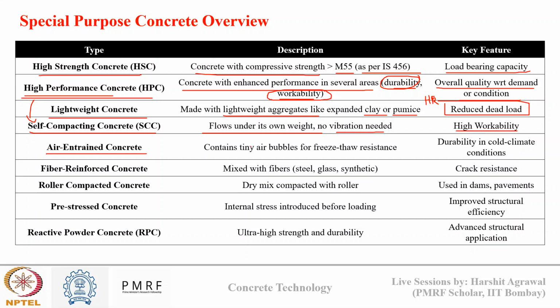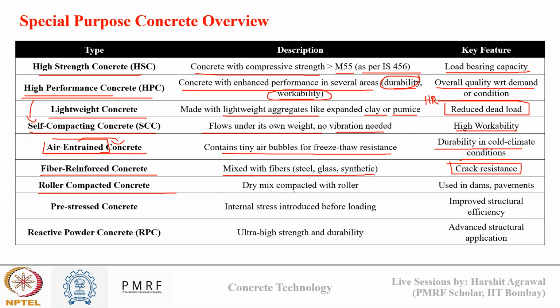Then there is air entrained concrete, which contains tiny air bubbles for freeze-thaw resistance, and which has the feature of enhanced durability in cold climatic conditions. So we have talked about air entrained admixture, and that is what is used in making an air entrained concrete. Then there is fiber reinforced concrete, which uses fibers as a mixture design component, and those fibers help to resist cracks and provide enhanced post peak behavior to concrete.